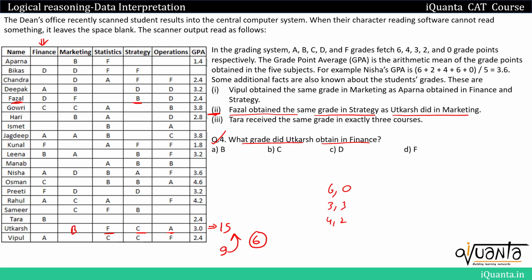If we have grade B, that means how many more points do we have? B has a value of 4. So we'll add 4 to this. That means we have a score of 13 with us. So to make 13 equal to 15, we need 2 more points. That will be obtained when we have grade D. So Utkarsh will have grade D in finance. So option C will be the correct answer to this question.